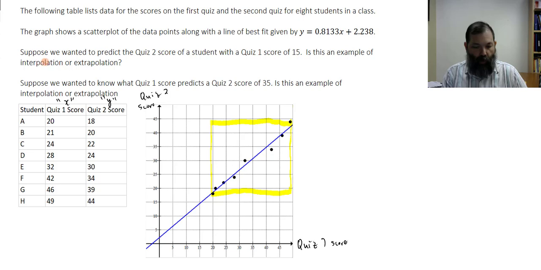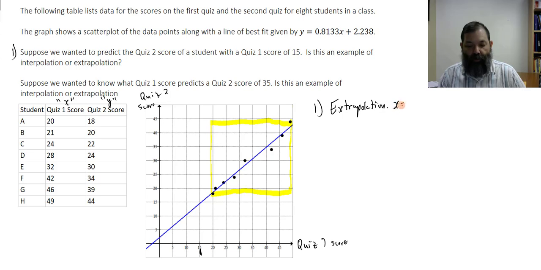Any predictions outside of that box are considered extrapolation. So for our first part here, suppose we wanted to predict the quiz 2 score of a student with a quiz 1 score of 15. If the quiz 1 score is 15, that's outside the provided data. So for part 1, is this an example of interpolation or extrapolation? This is extrapolation. X equals 15 is outside the data points. It's outside the provided data.